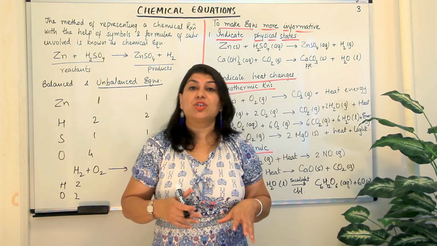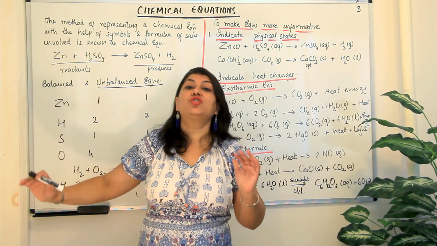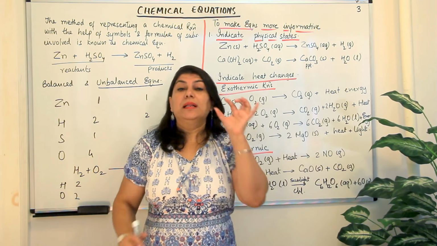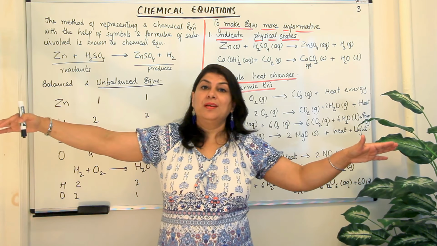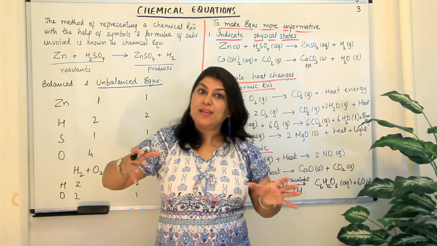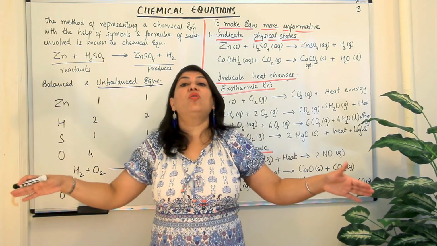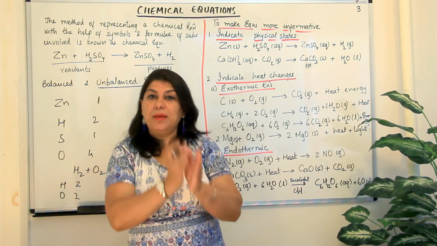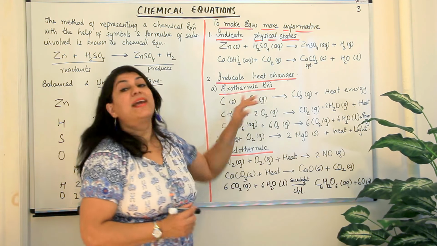Now chemical reactions in which heat is given out are known as exothermic reactions. Therm means heat, exo means exit. So exiting of heat. When in a chemical reaction heat is given out, the reaction is known as an exothermic reaction.